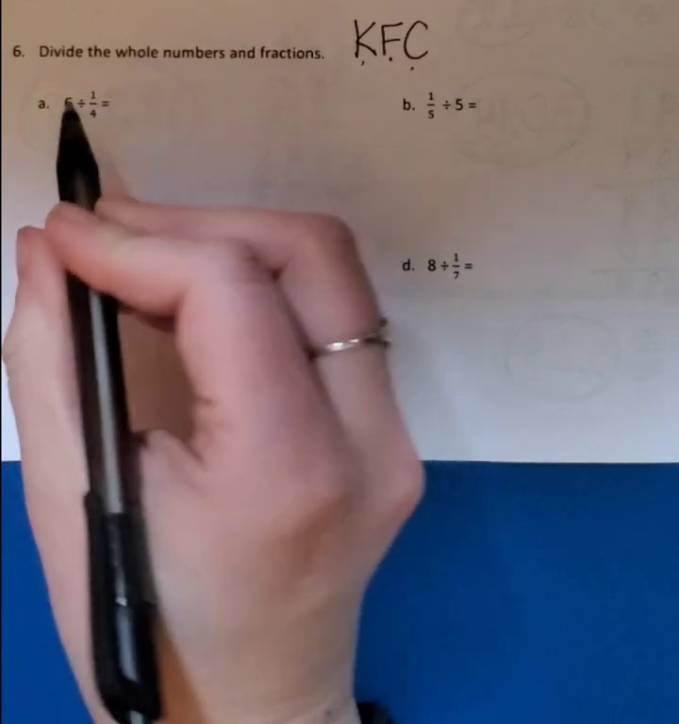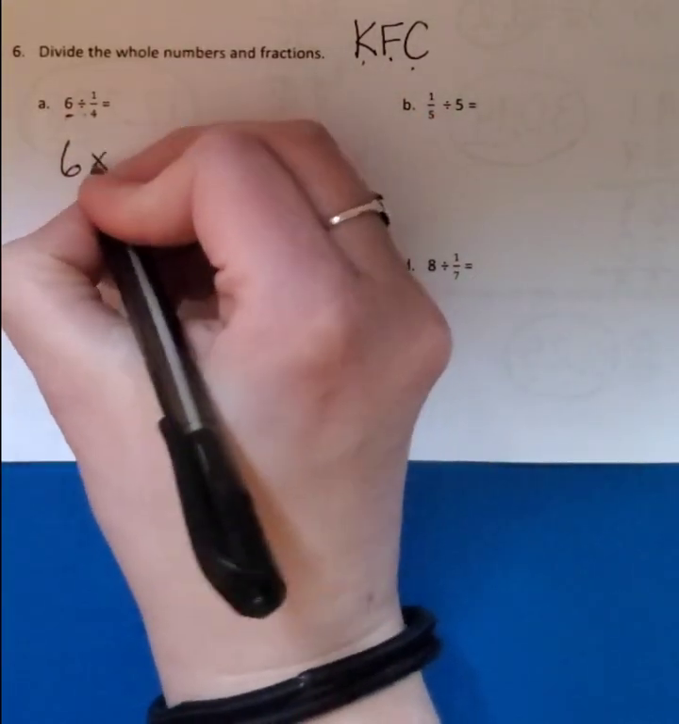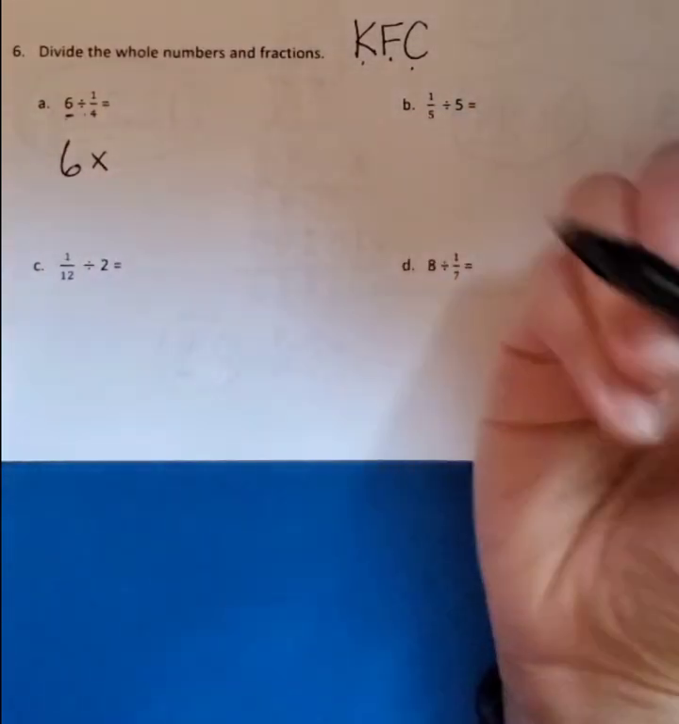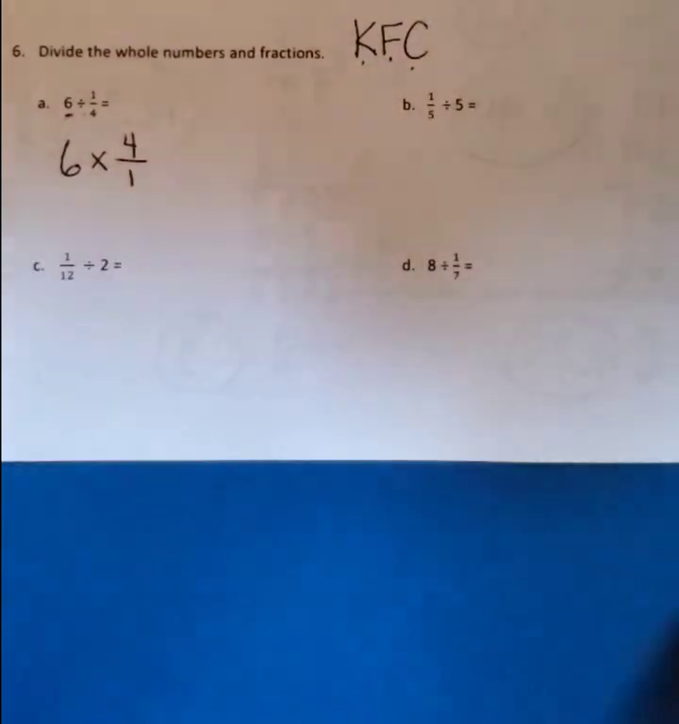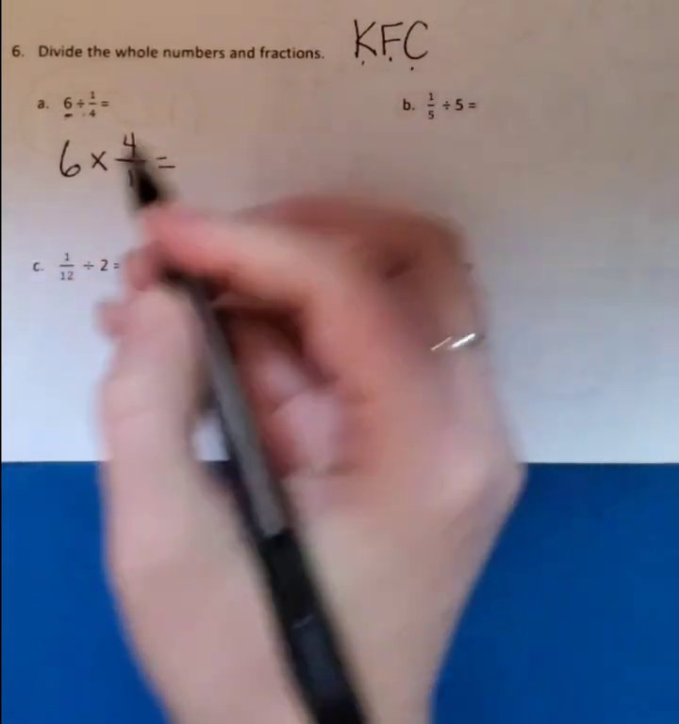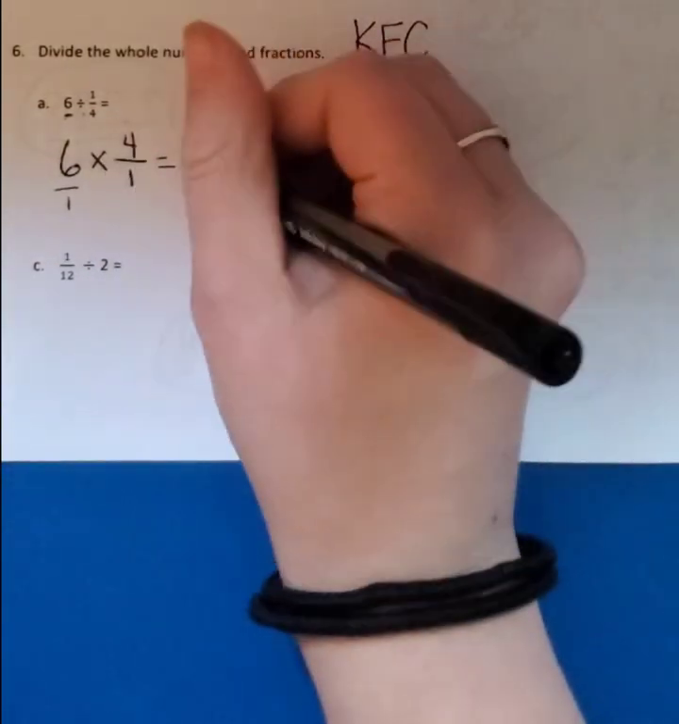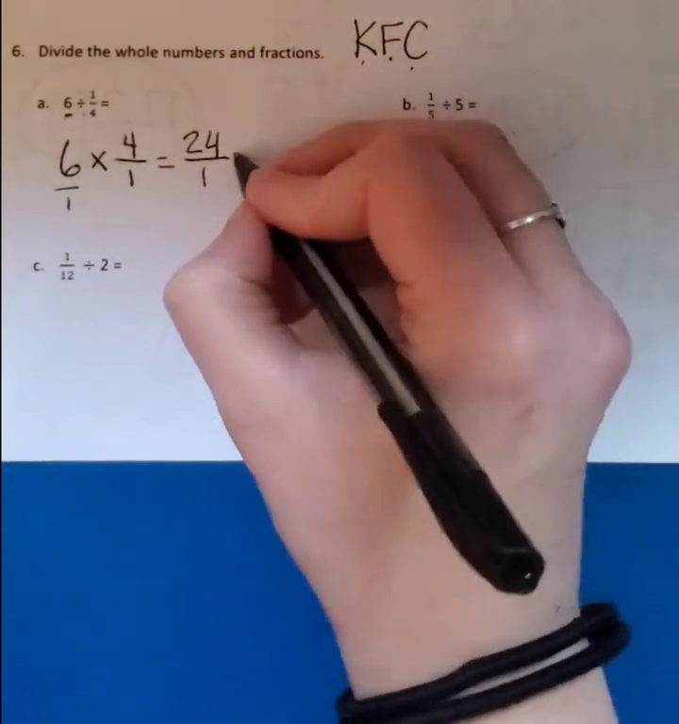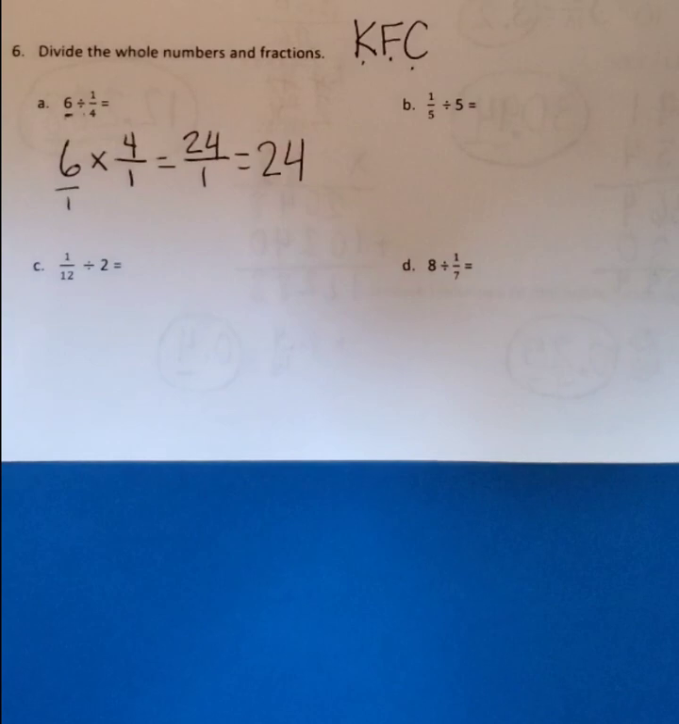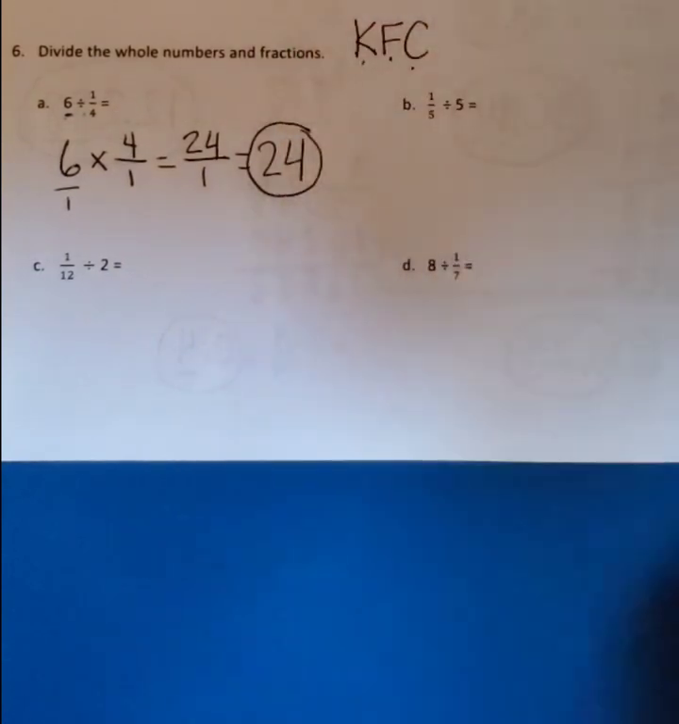So keep this first one, 6. Change the sign to multiplication. Flip the 1/4 to the reciprocal. We're going to flip it. We're going to switch it and put it 4/1. And then we know a whole number is really over 1 if you want to think of it that way. 6 times 4 is 24. 1 times 1 would be 1. And really that's 24 wholes. So again, if you don't want to put the ones on the bottom, I'm always okay with that. That's fine. We know it's going to be 24 for our answer.